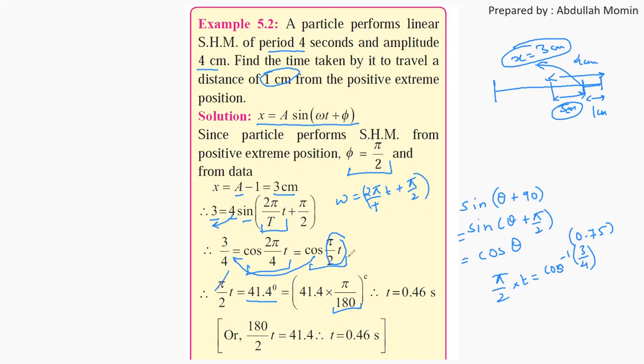When you cancel the 2 pi, we get 41 upon 90, that is 0.4 second. So t is 0.4 second. This is the time taken by the particle to reach from the extreme position to a distance of 1 centimeter.